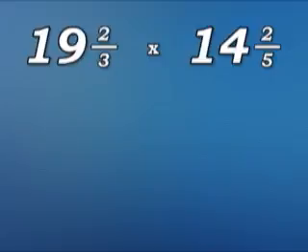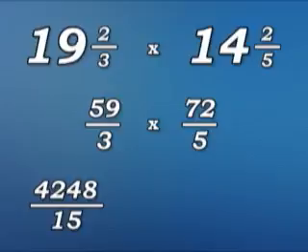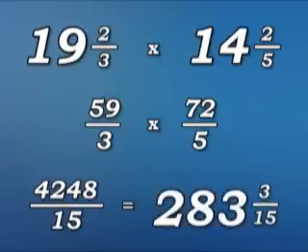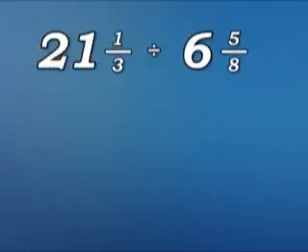We're going to make improper fractions. So 19 and 2/3 multiplied by 14 and 2/5 becomes 59 over 3 multiplied by 72 over 5, which becomes 4,248 over 15, which becomes 283 and 3/15. And our estimate was 280, so it wasn't bad. Let's have a look at another one.